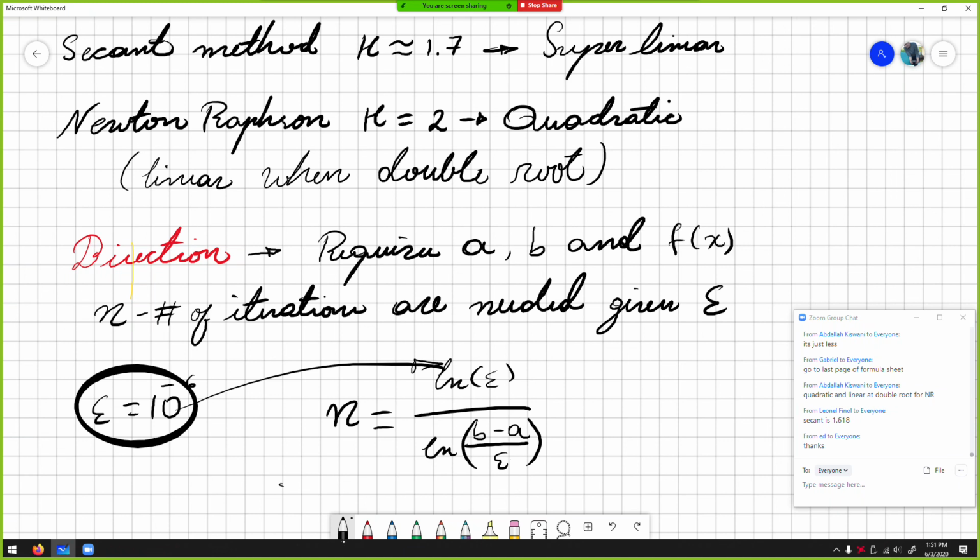So this is different than Newton-Raphson, and this is why bisection is also better at certain aspects of root finding, because your a and your b are just brackets, they're values. So we require two initial guesses. For bisection, you require two initial guesses, which is your a and your b, but you do not require the evaluation of the first derivative.